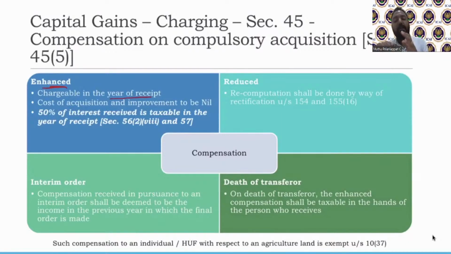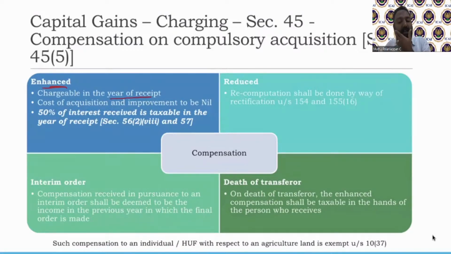So in everything we have been discussing, insurance, stock, now this compulsory acquisition, everywhere we either do not know the sale consideration or we don't have the money right now. We will receive it only later. Only for these reasons, we are taxing it in the year of receipt.